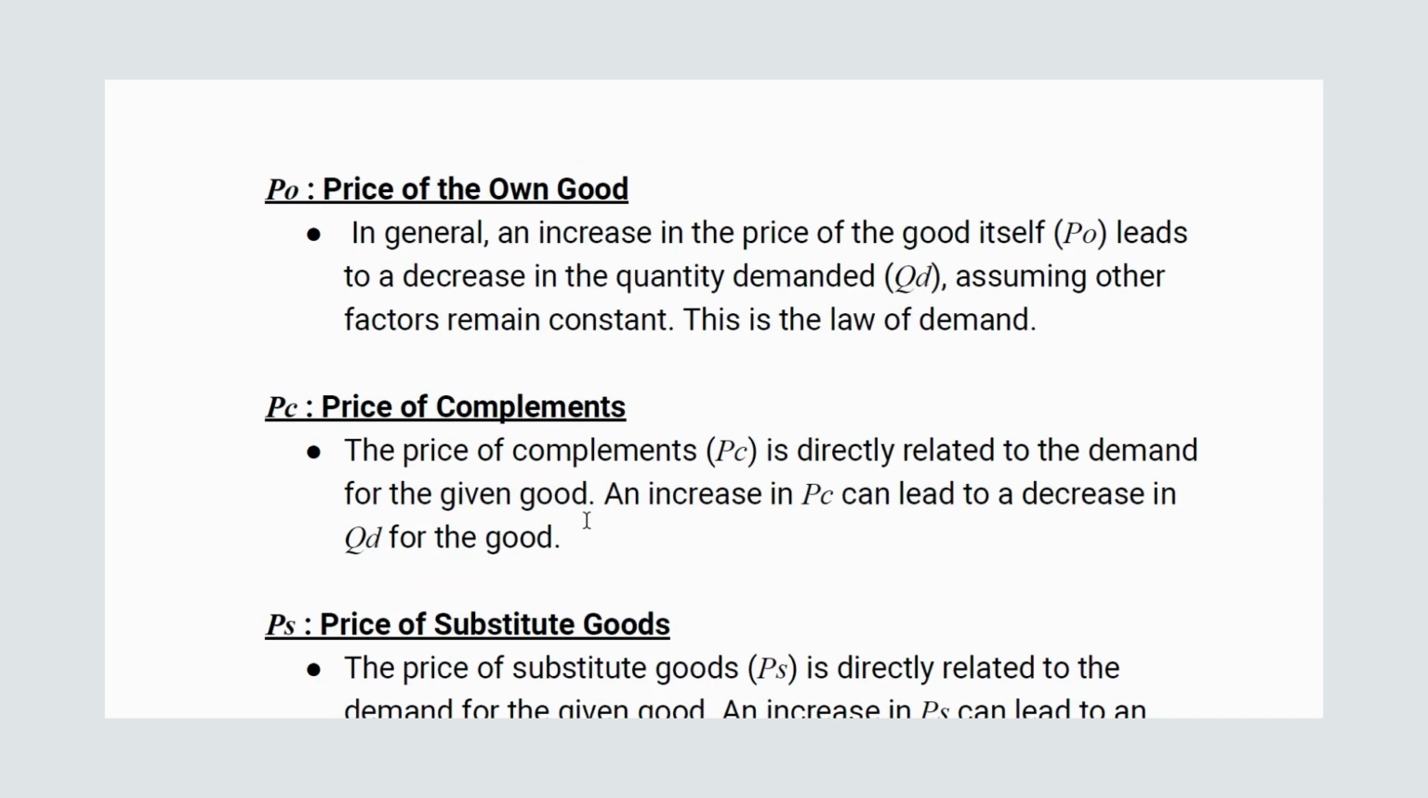The first variable we are going to see is the price of its own product. In general, what happens when the price of a good increases? It leads to a decrease in the quantity demanded of that product, right? Assuming all other factors remain constant, and this is what is called the law of demand.